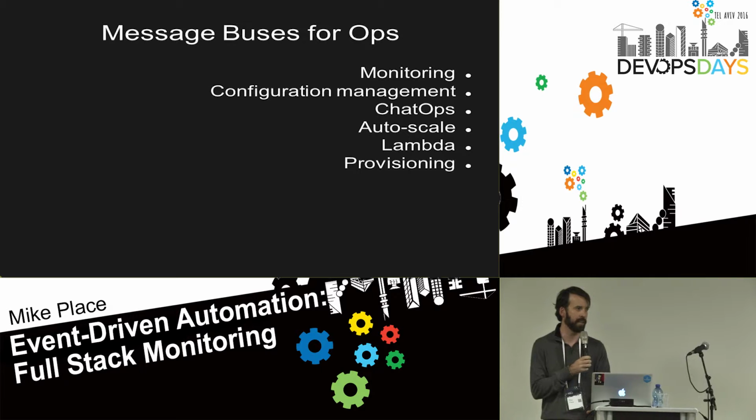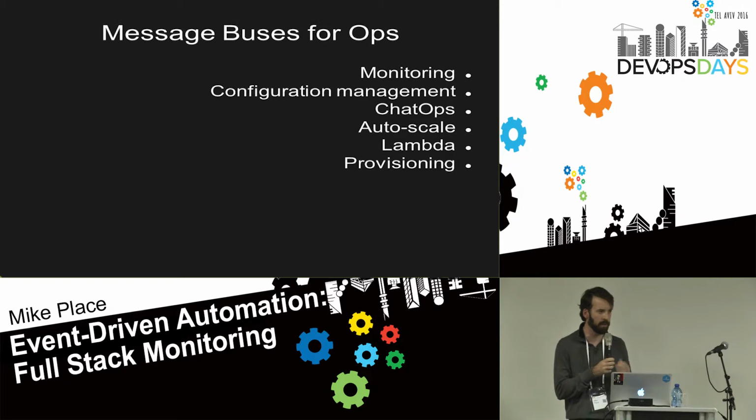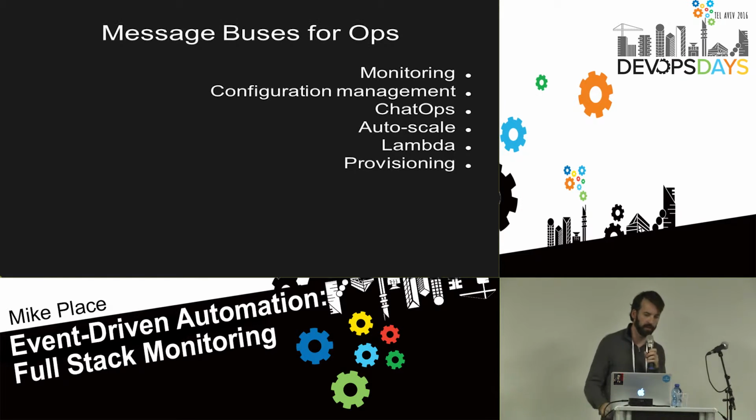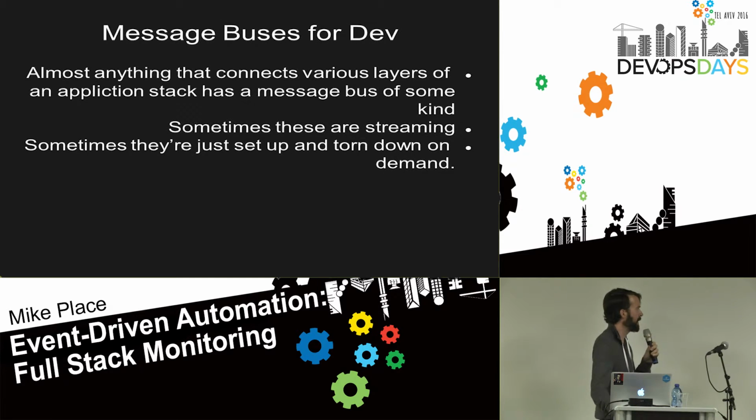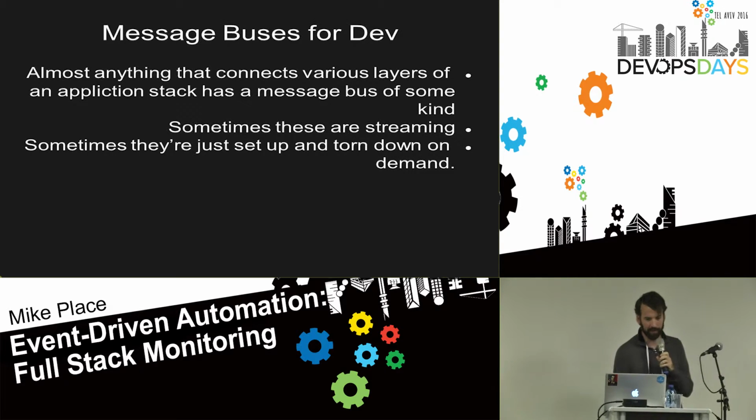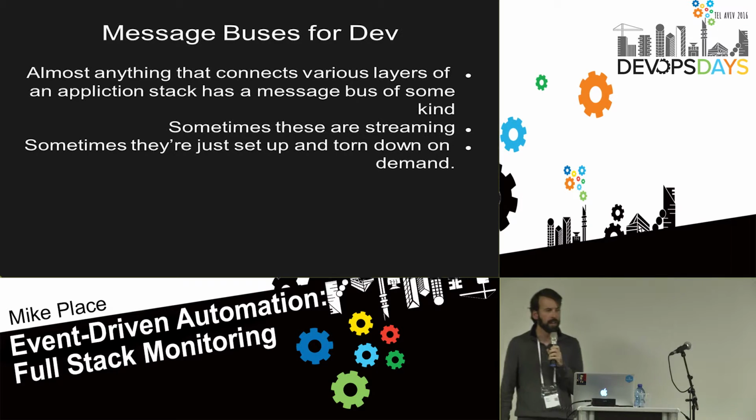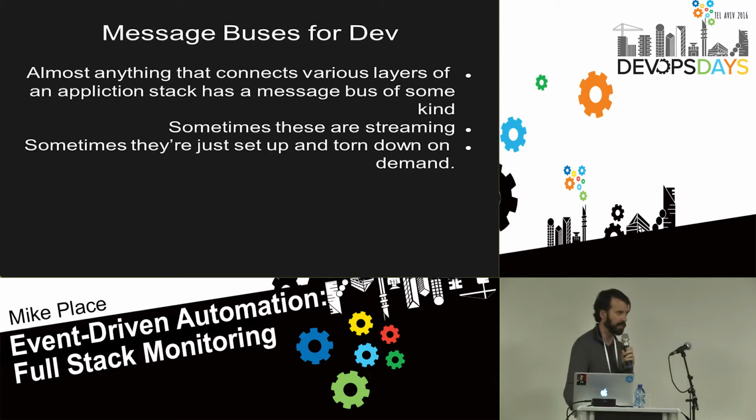It's a common framework that has the properties discussed before that can provision new hosts, new containers, new services, what have you. So I think on the other side of that, we also have message buses for developers, or better put, for applications, right? Anything that connects various levels of an application stack has a message bus of some kind, right? Sometimes these are simply streaming APIs between services. Sometimes they're set up and torn down on demand.